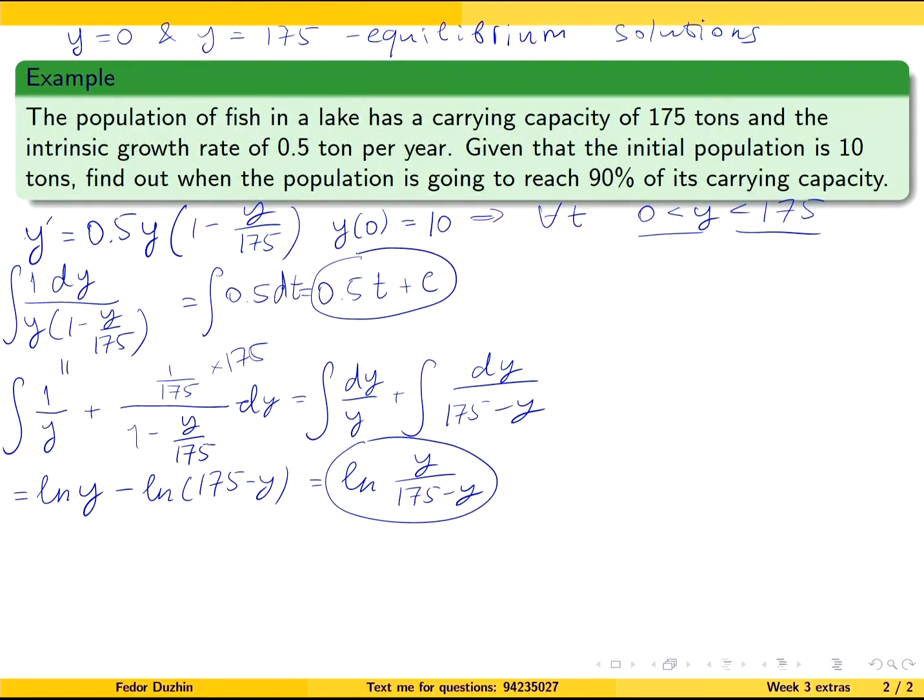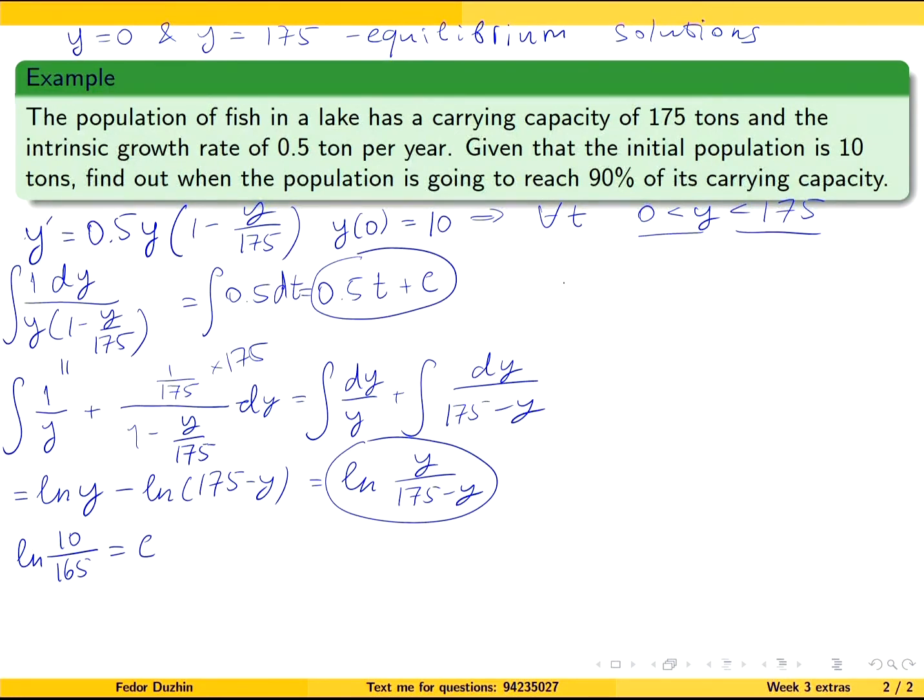The initial value of y is 10. So the left hand side becomes ln of 10 over 175 minus 10, which is 165, equals 0.5 times 0, which is just 0. So that's our constant. Our constant is ln of 10 over 165. Okay, so let me write the final equation.